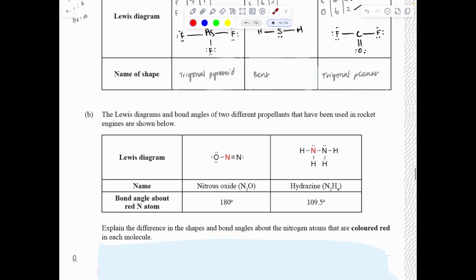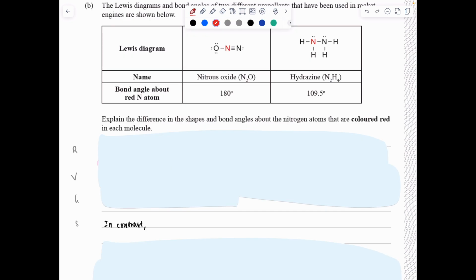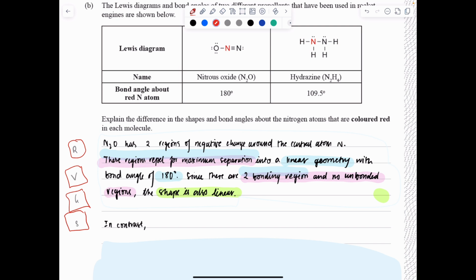Alright. So what I would first like to talk about is the regions of negative charge, VSEPR theory, geometry and shape. Okay, so let's see what I've written. Now, N2O has 2 regions of negative charge around the central atom, N. This is one region, this is the other region. These regions repel for maximum separation into a linear geometry. So I've linked VSEPR theory with geometry.